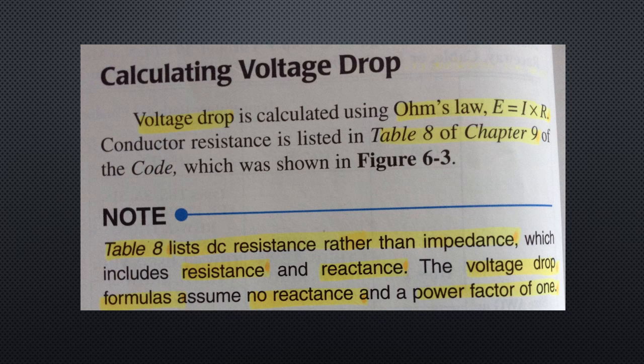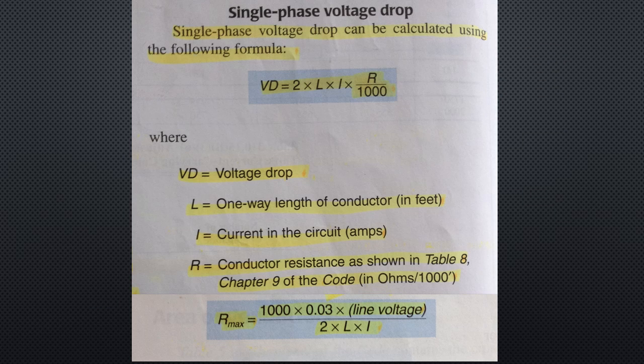Single phase voltage drop. Single phase voltage drop can be calculated using the formula shown on the screen, where VD equals voltage drop, L equals one-way length of conductor in feet, I is the current in the circuit in amps, and R is the conductor resistance as shown in table 8, chapter 9 of the code, in ohms per 1000 feet.